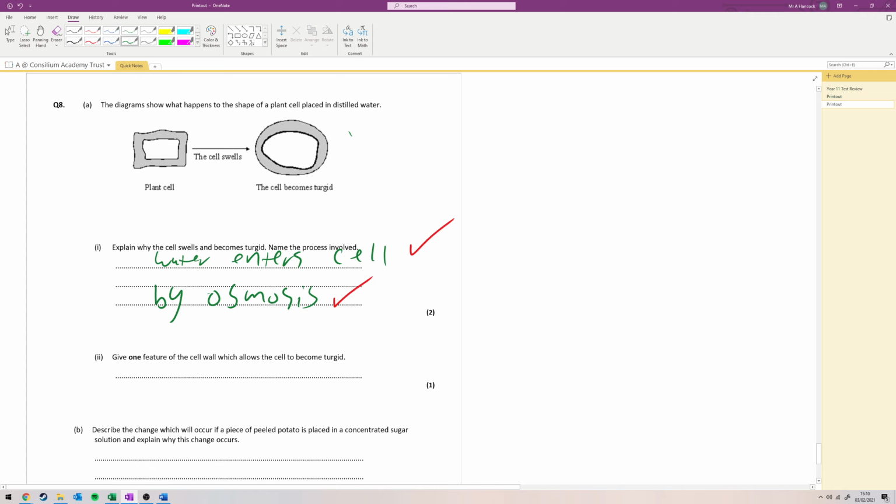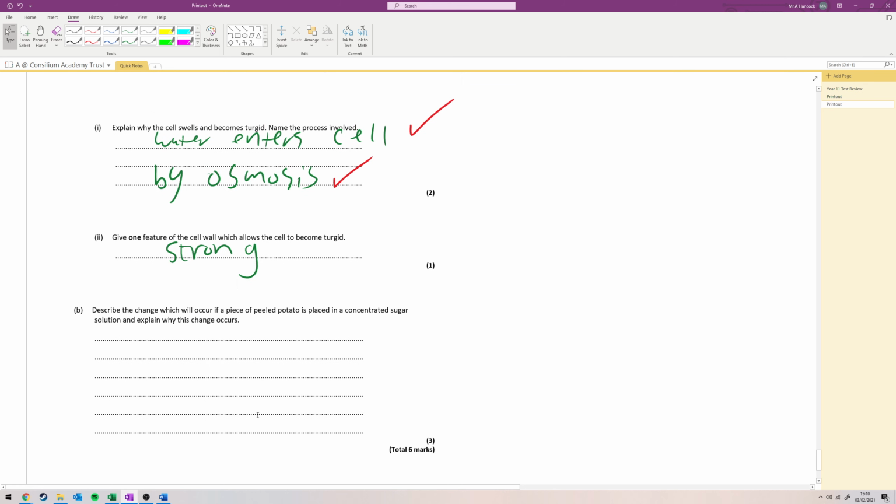Give 1 feature of the cell wall that allows it to become turgid. Well, pardon me. You have to say that it's strong. It's the easiest way. A cell wall is strong. They're made out of strong things. Instead of bones, because we have bones to stay upright, plants have to have a cell wall. So I'm going to say the cell wall is strong. You could also say it's elastic, it has to stretch a little bit, but I think the easiest one is it is strong. You'll learn a bit more about it later.